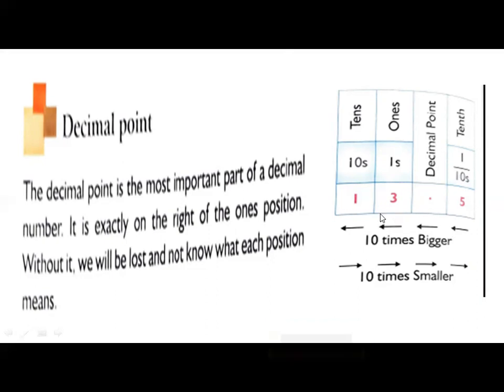So look at this example, 13.5. Before the decimal point is ones, then tens. After the decimal point, we call it as 10th.